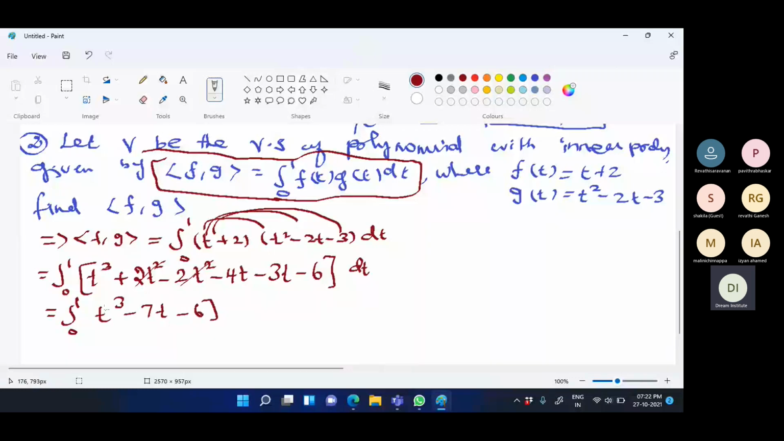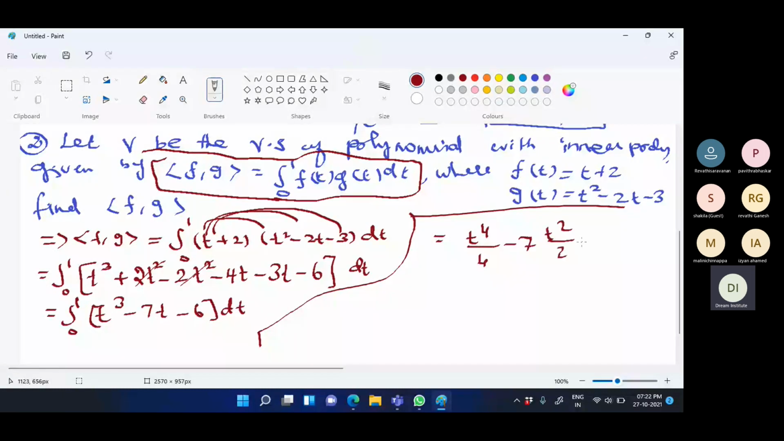Then the final step: the integral will be t power 4 by 4 minus 7 t square by 2 minus 6t, from 0 to 1. The interval given is 0 to 1. Upper limit values: 1 by 4 minus 7 by 2 minus 6. Then the lower limit value is 0, and if you multiply 0 into anything, it is 0.